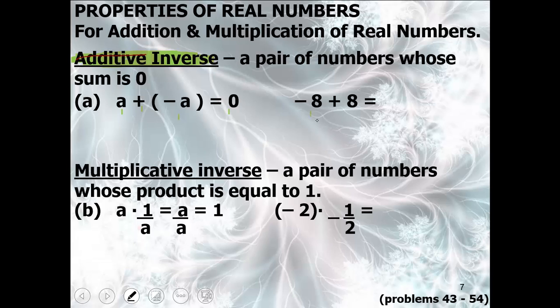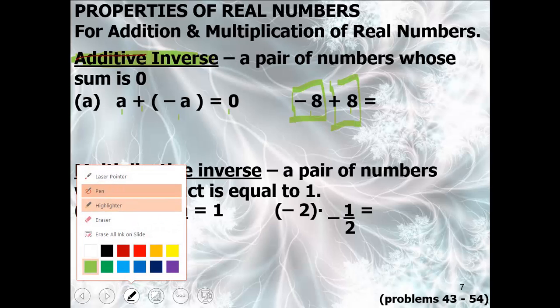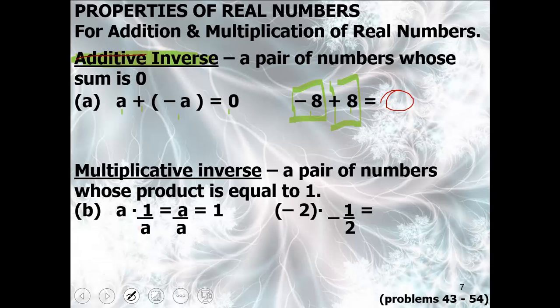-8 plus 8. This one is negative, this one is positive. You add them together and you get 0. Any numbers that are opposites do this. Notice that each is an 8, but one is negative and one is positive. Here, each is an A, but one is positive and one is negative. They always add to 0.